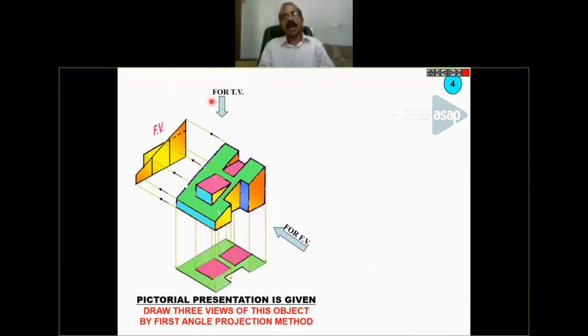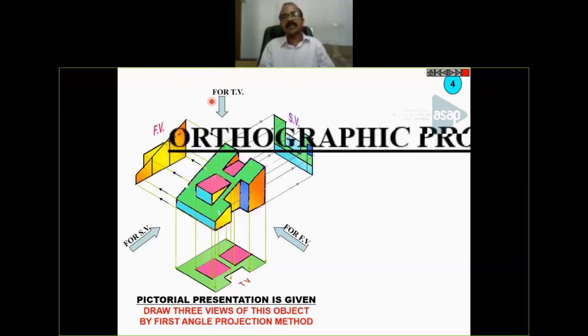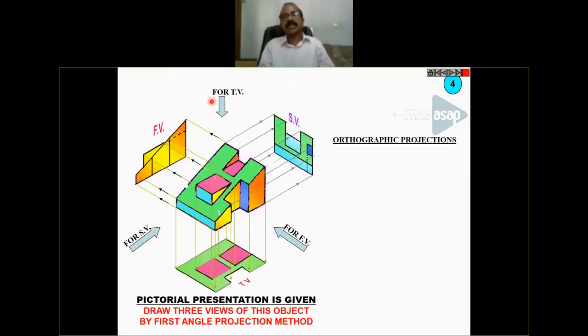Similarly, looking from the top, you can see the plan. Then the side view. Looking from the left side of the object, you have to draw it on the right side of the elevation. See the elevation. All dimensions you have to mark.